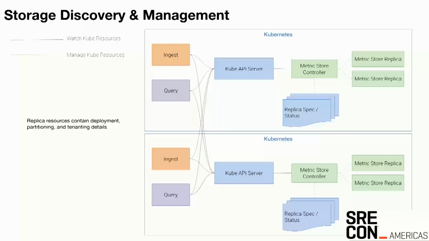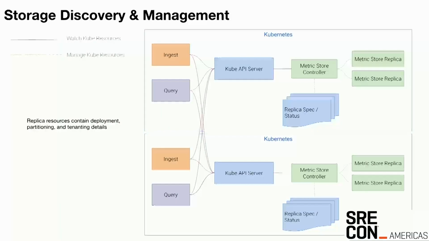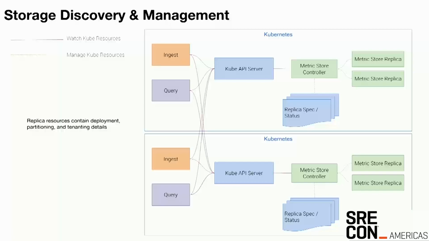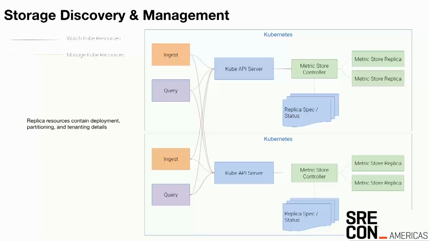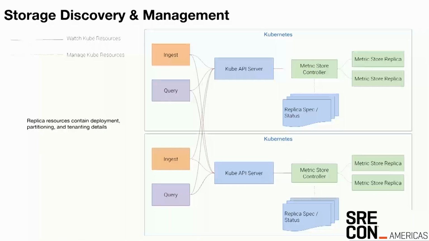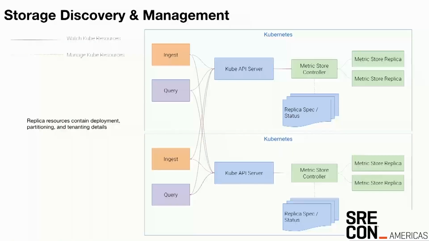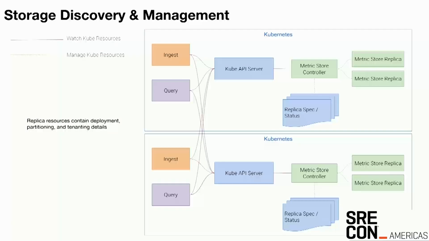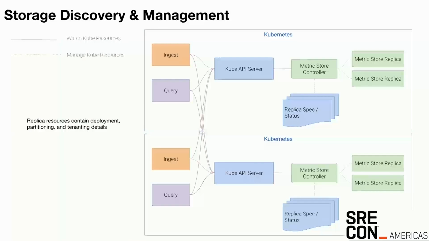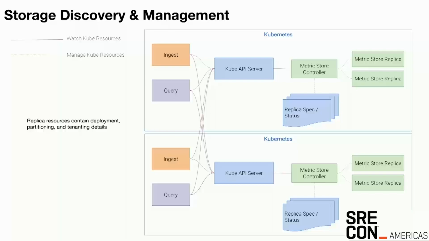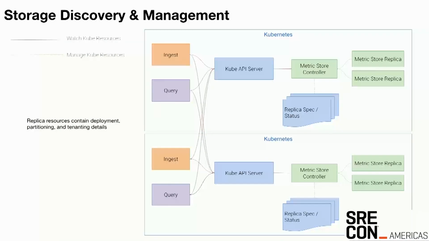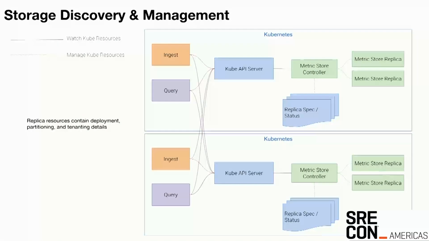This is more from the storage and the management perspective. We have what is called a metric store controller, which is nothing but an operator, which looks at a CRD, figures out the number of shards that a given cluster needs to have, and uses that to realize stateful sets which have the actual metric store replicas. Ingest uses the API server to figure out where to write. The query uses the API server to discover where exactly the namespace is located and fires the queries.